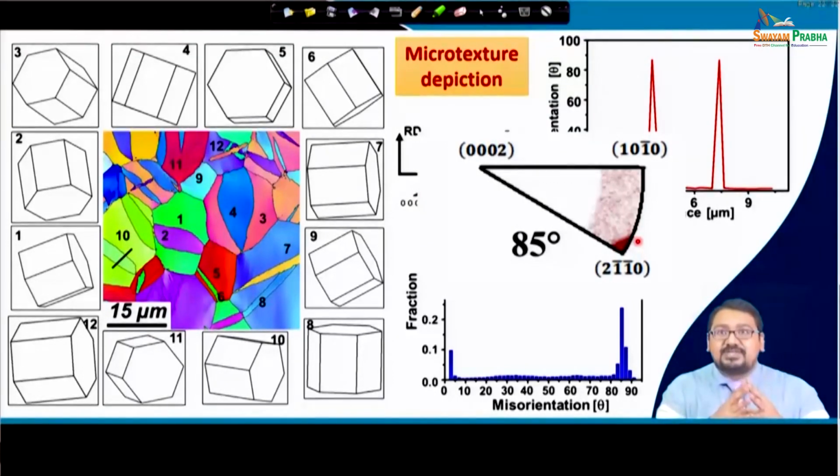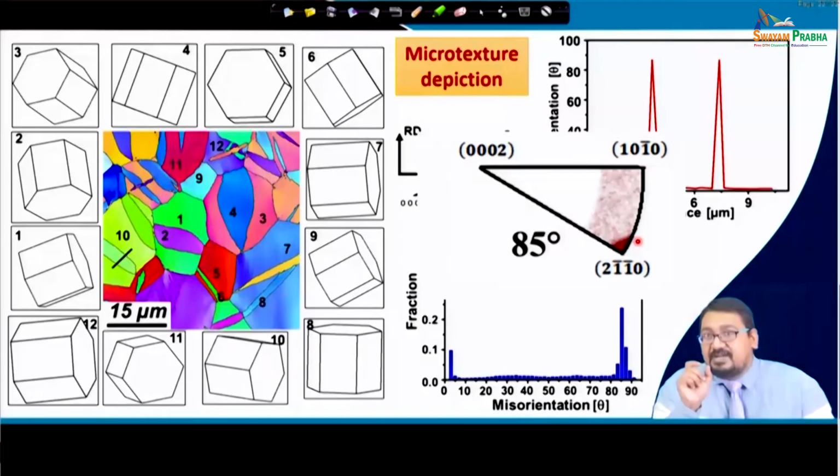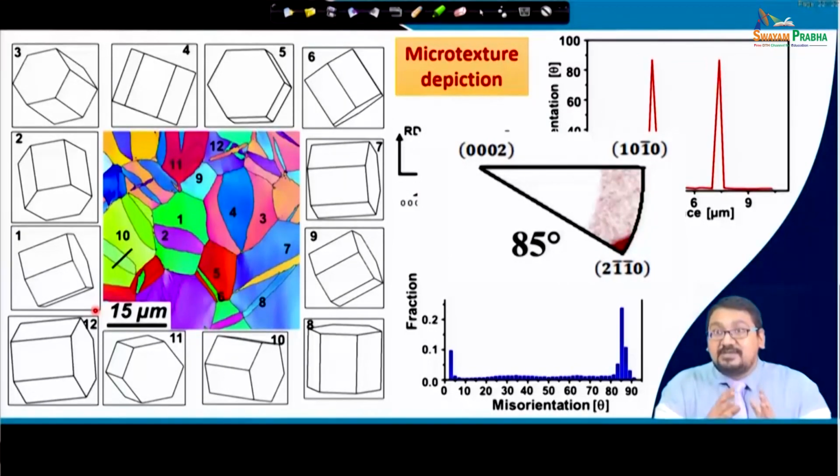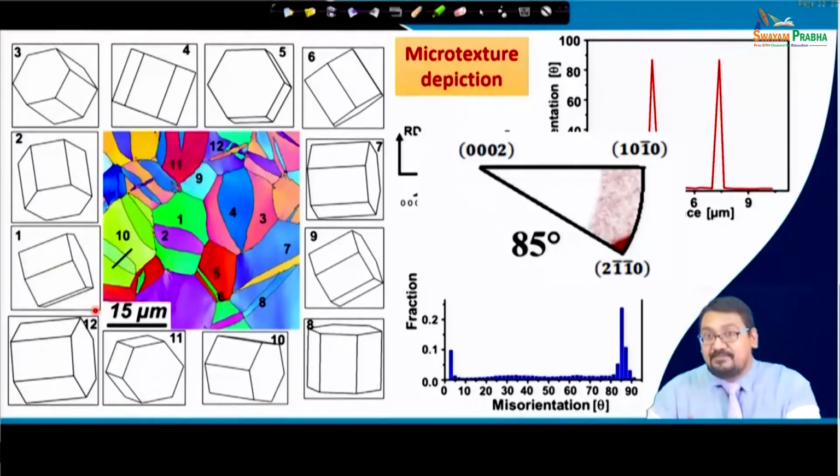Rather, macrotexture gives the information from the bulk sample and is basically a complete property of the sample, a representative information from the sample. Whereas microtexture gives depth information of the sample. The information is obtained from a very small area of the sample and therefore may not be the complete representation or complete property of the sample.